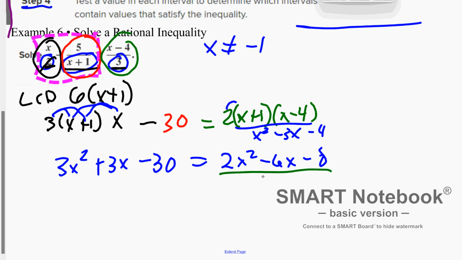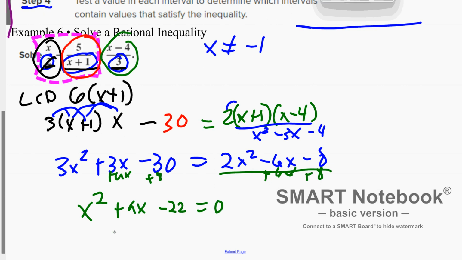So I set this equal to 0 and solve. I'm just going to subtract all those. So that would leave me with an x squared. Then add 6x to both sides, that'd be a 9x. And then add 8, which would be -22.